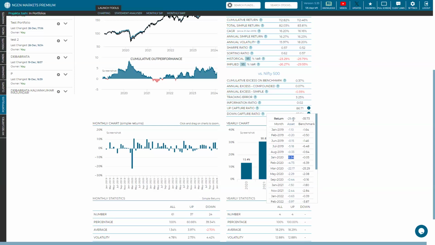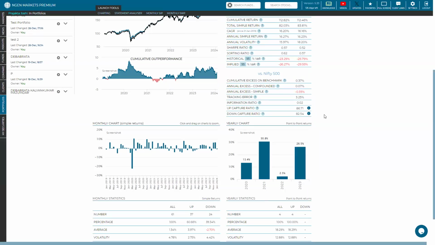Again, cumulate all of this up. We can see that the benchmark falls by 35% over the last 5 years, while my portfolio has fallen by only a negative 29.5 odd percent. So it is definitely more resilient to losses when the benchmark is going down. So this is the relevance of up capture and down capture ratios. You can highlight this in portfolio analytics when you're sitting with clients for your reviews.